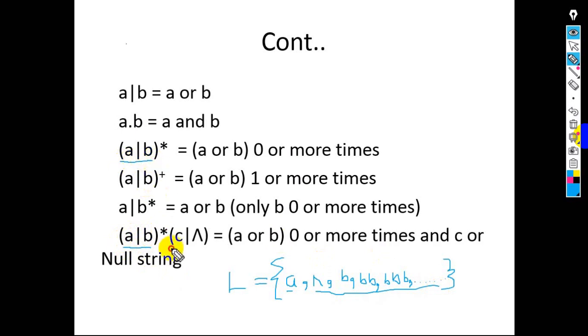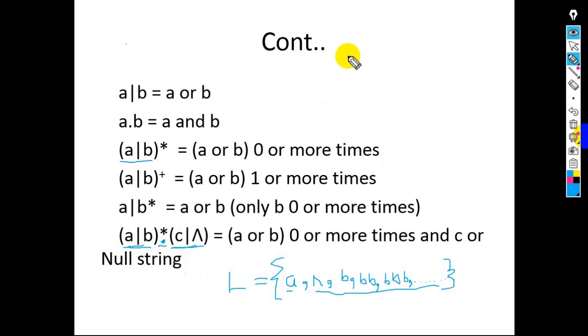And now we have C or null string, using the dot operator. So here these two are combined with each other through the AND operator, we can say through the dot operator. So this is the OR operator and this is the OR operator.